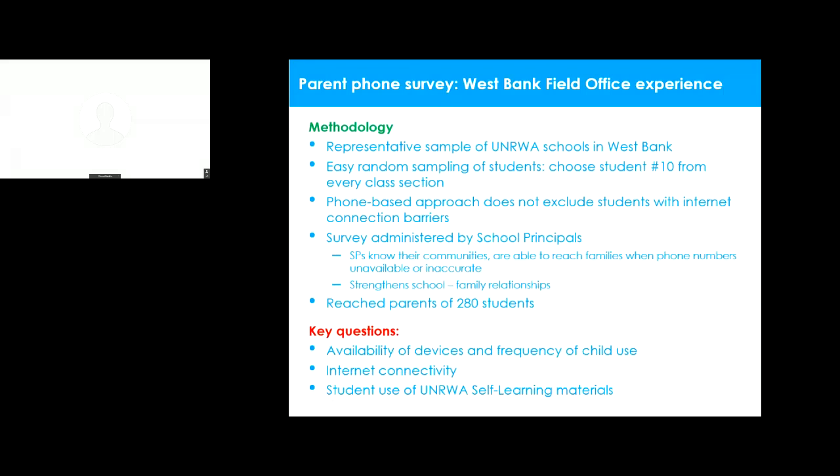The phone-based approach does not exclude any student with internet connection barriers, and the survey is administered by school principals. Why this approach? Because the school principals are very familiar with their communities, and they are able to reach families when phone numbers are unavailable or inaccurate. In addition to that, this approach strengthened the relationship between the school and the family.